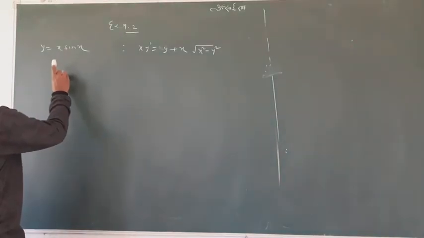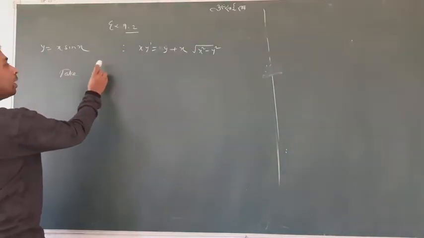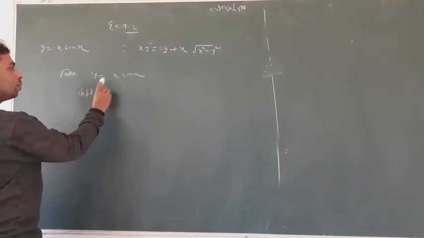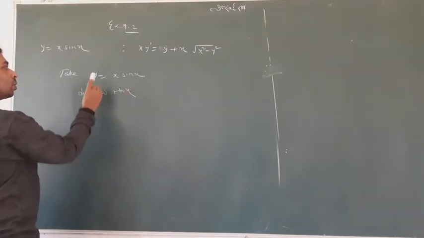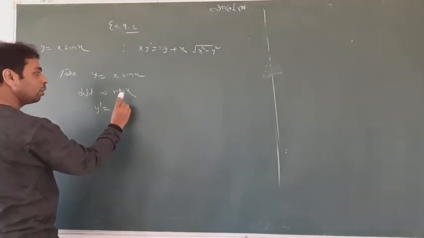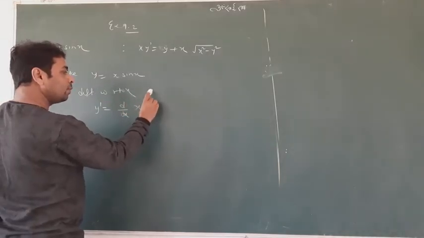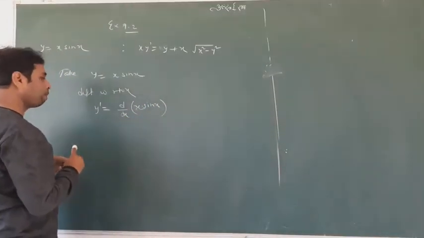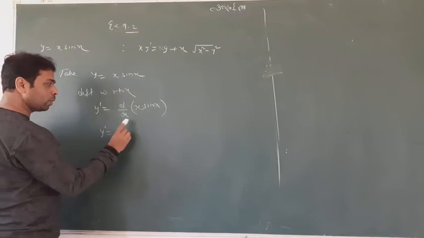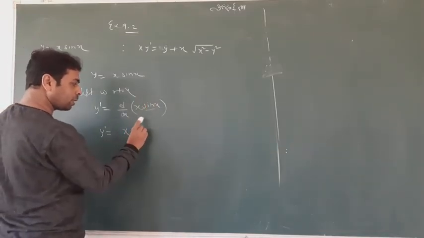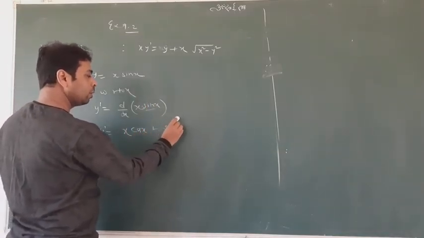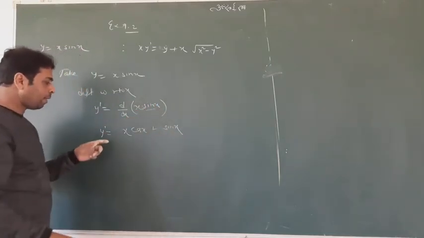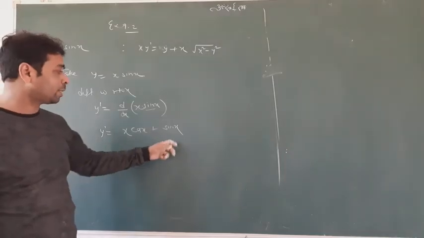Taking y equal to x sin x, differentiate with respect to x. This is going to be y dash equal to d by dx of x sin x. We have a multiplication law, student. Keep in mind, we have a multiplication law. So y dash equal to first function x, differentiation of sin x is cos x, plus differentiation of x, the second function, which is 1. So we have got y dash equal to x cos x plus sin x.